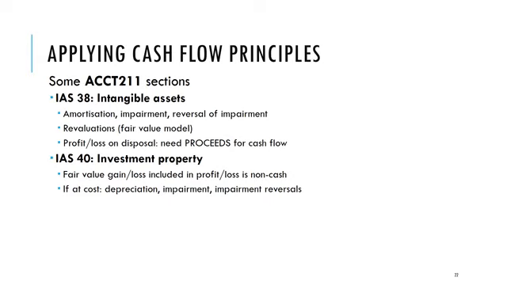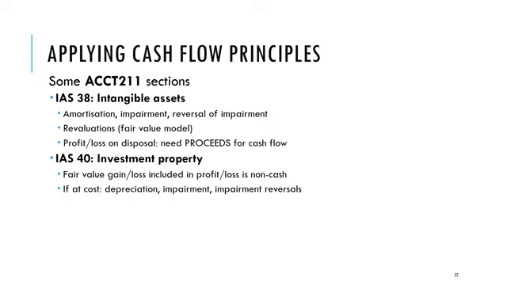It's not hitting bank. Think of the journal entries when we have a fair value gain or loss. If we're having a fair value gain, we would debit investment property, credit fair value gain, not hitting bank at all. That's not going to be impacting our cash flow.